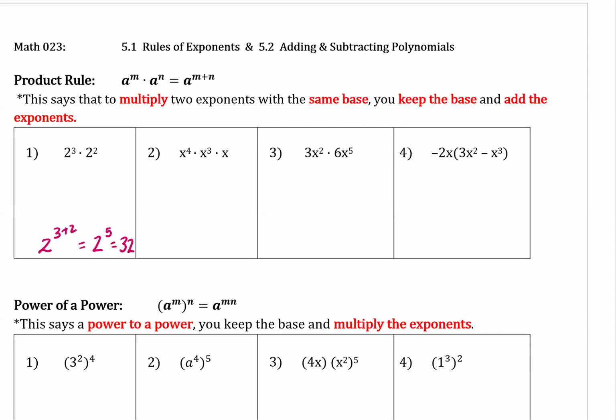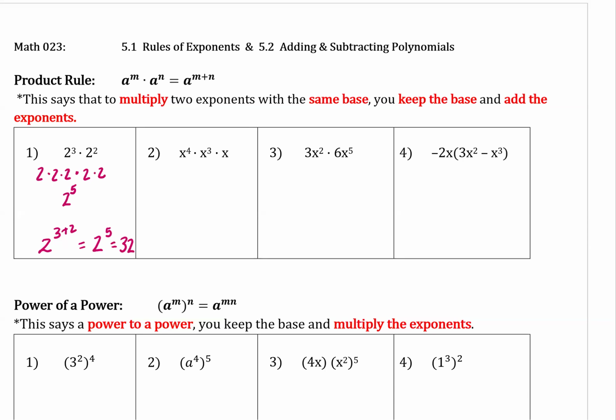Now, if you forget the rule, you can always use the definition of exponents. 2 cubed is the factor of 2 written 3 times, times 2 squared, which is the factor of 2 written twice. Now you can count up your 2's. You can see that you have 2 times itself 5 times. So either way, by using the definition or the rule, we're going to get 2 to the 5th, and 2 to the 5th is equal to 32.